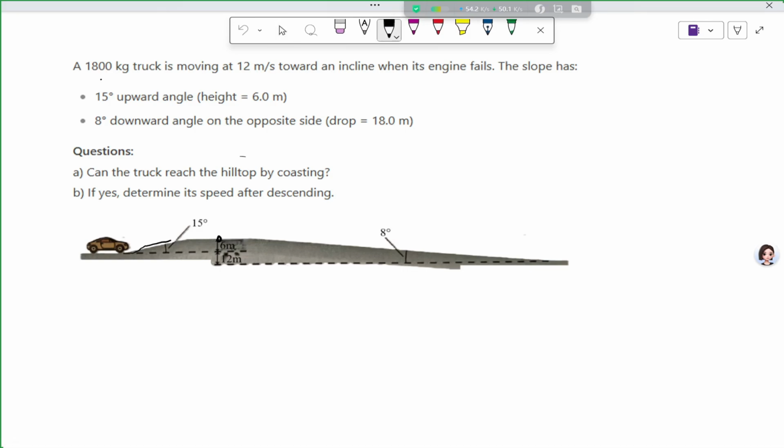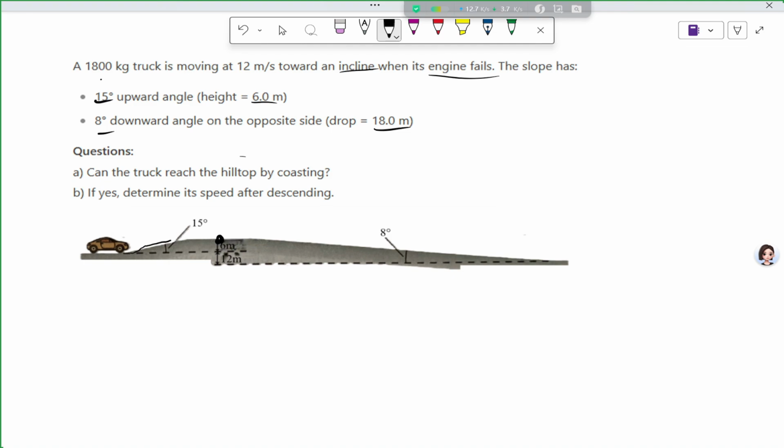Let's look at the fourth and the final question. A 1800 kg truck is moving at 12 meters per second towards an incline when the engine fails. The slope has a 15 degree upward angle with a height of 6.0 meters, and an 8 degree downward angle on the opposite side with a drop of 80 meters. Questions. A. Can the truck reach the hilltop by coasting?